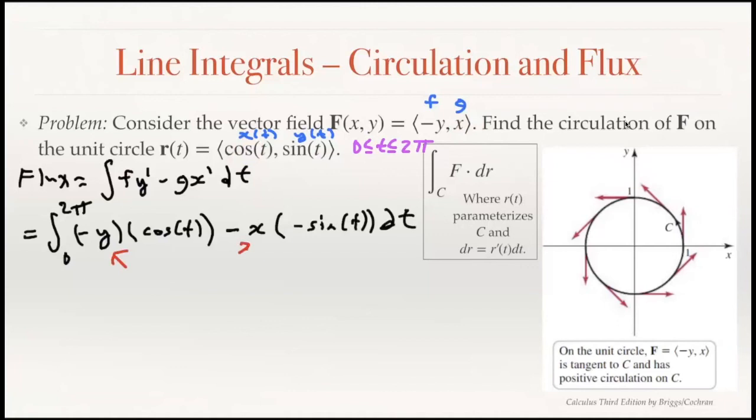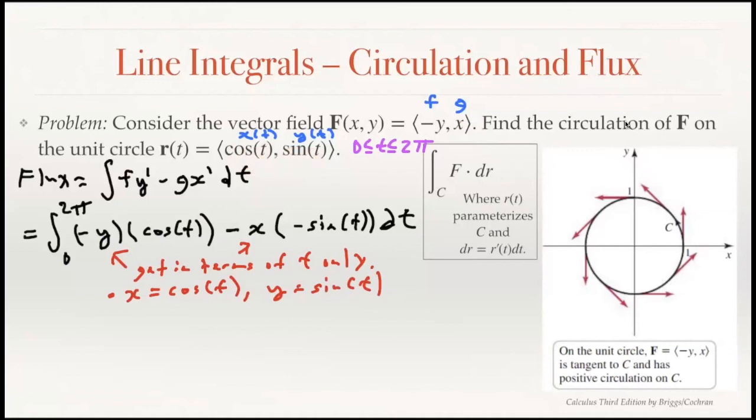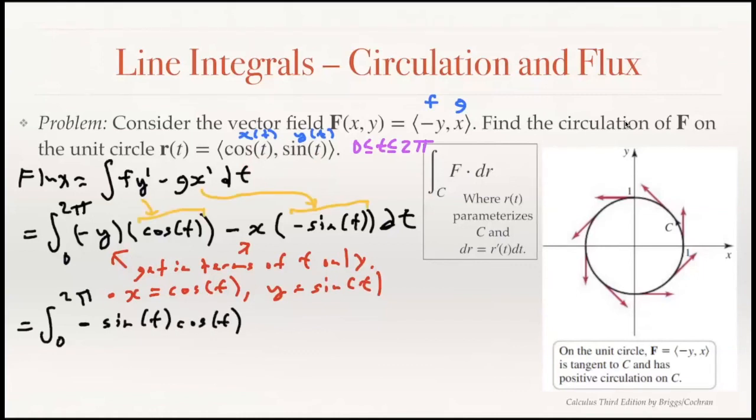Okay, but we want to get in terms of t only. What do we know? Well, we know that x is cosine of t, and y is sine of t at any given t by our parameterization. This gives our x and y as a function of t. So we have the integral from 0 to 2 pi. Okay, y is sine t, so we have negative sine t times cosine t. Let me clarify this slightly if it wasn't clear before. That cosine is the derivative of sine. That negative sine is the derivative of that cosine.